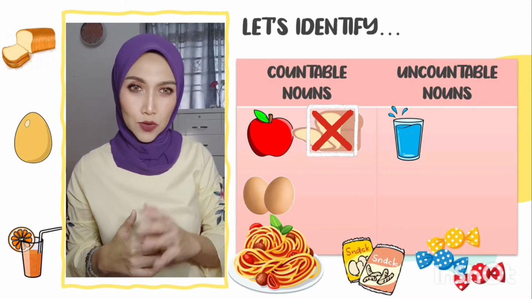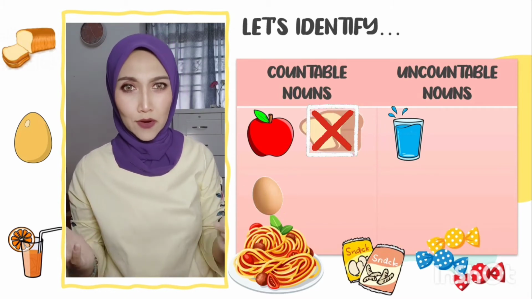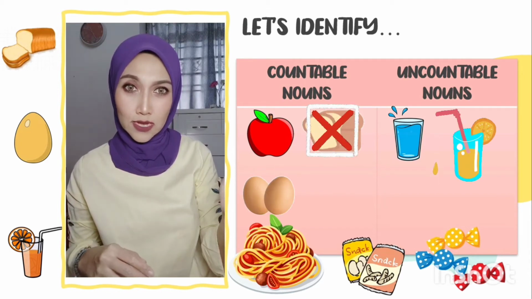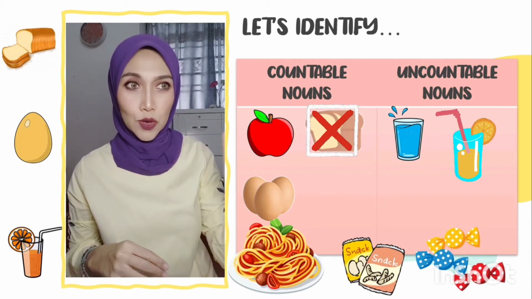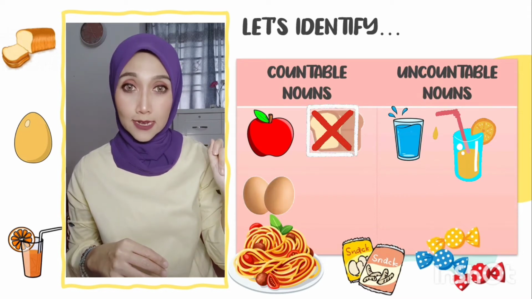Juice. What juice is that? Orange juice. Can you count orange juice? No. It's just like water. You can't count orange juice. So, orange juice is uncountable nouns.